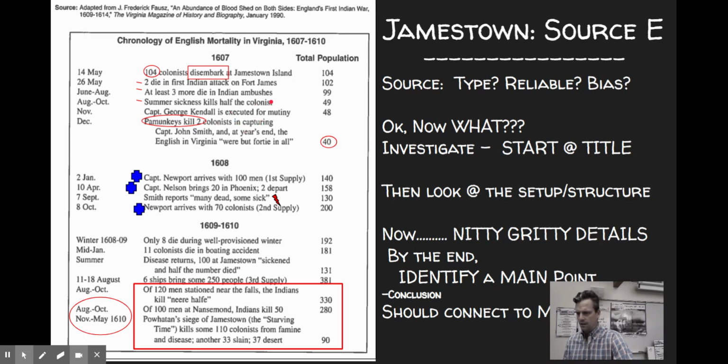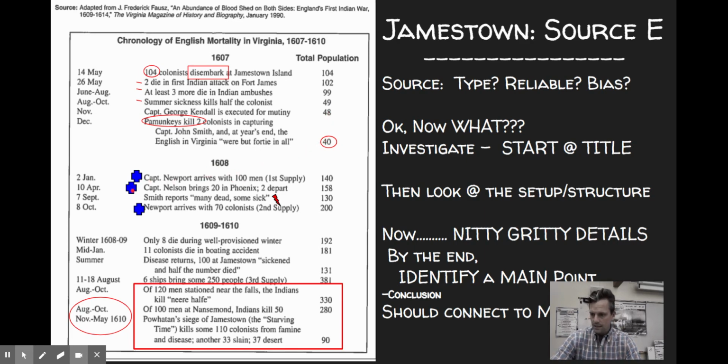and 50 something? Well, you know what? Let's do the math. For summer sickness, they went from 99 to 49. Yeah, so basically half the population, 50 people died from summer sickness or disease, and 7 are dying from Native American attacks. All right, let's look at 1608.